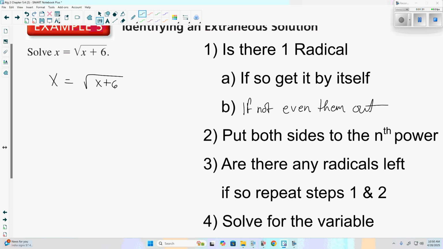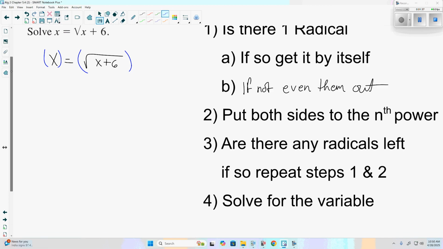So that means we can put both sides to the nth power, our second step. And our nth power in this case is 2. The reason we do this is to simplify that radical out, because the square root squared simplifies out. They cancel out, they undo each other. Now on the left-hand side, we have x being squared, and it's just the x term, so we just have x squared.